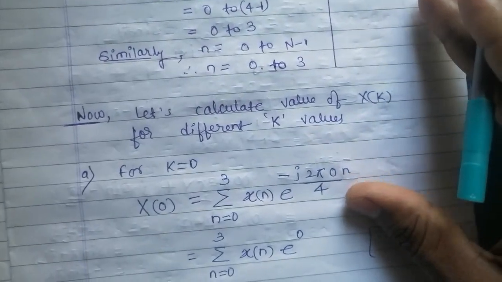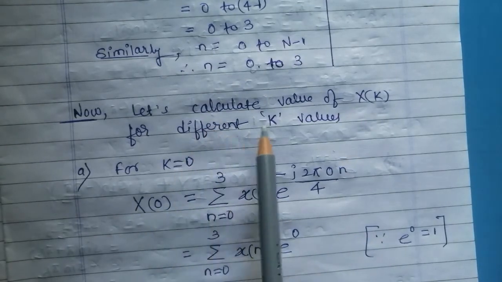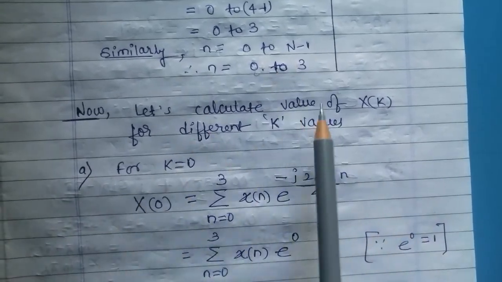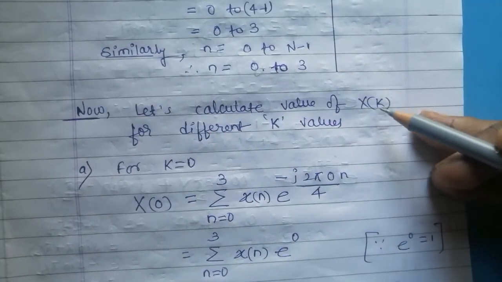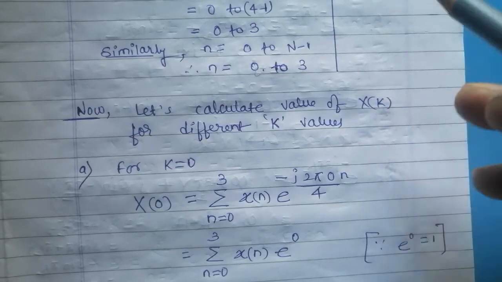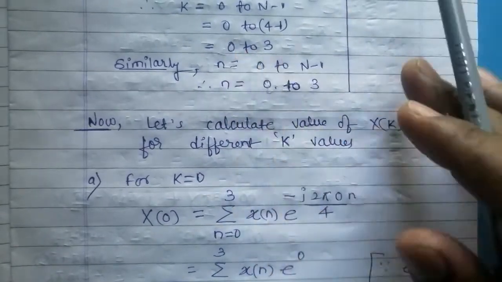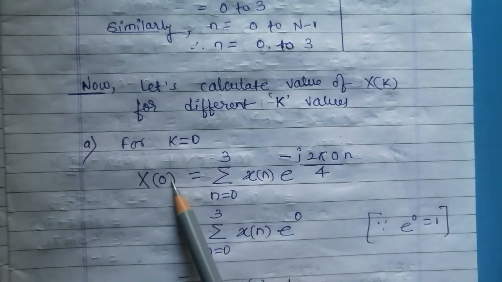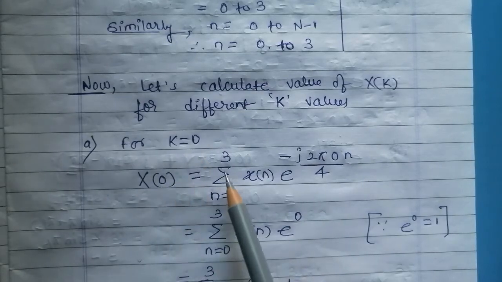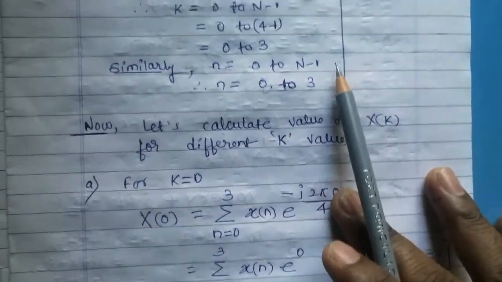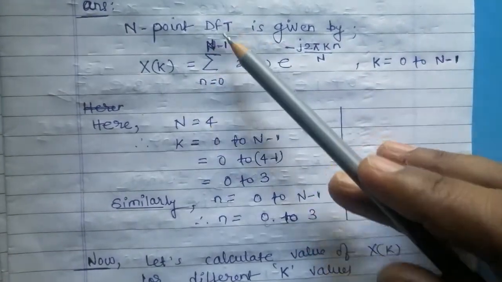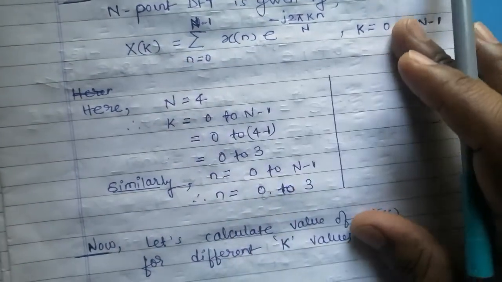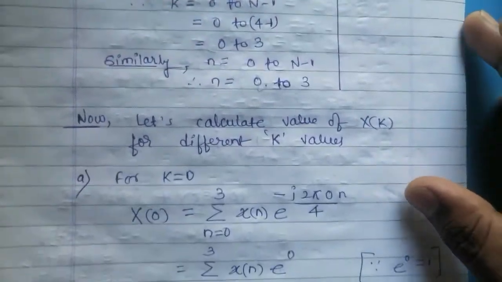Now we will start our numerical further. Let's calculate the values of X of k for different k values. As you know, the range of k for this numerical is from 0 to 3. So we will calculate one by one. For k equals 0, the k value is placed as 0 in the formula of X of k. In this formula we have to place all those range values one by one and calculate, right? I hope you are getting it.